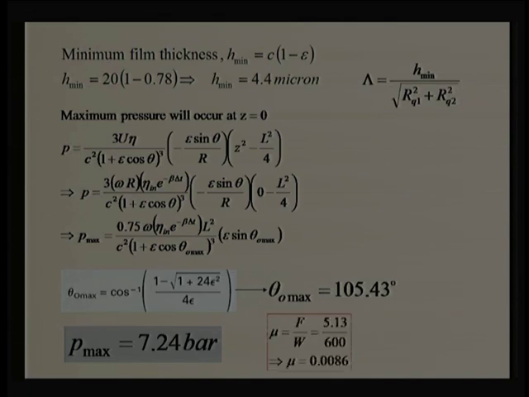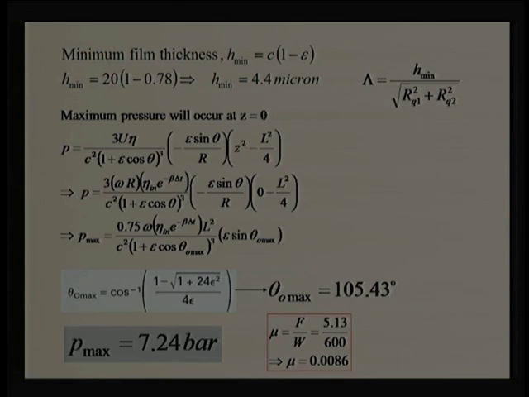Now, finally comes the coefficient of friction. We need to find out the coefficient of friction. We know the friction force, and we know the applied normal load. Take the ratio F divided by W, and we are going to get 0.0086. This is a very low coefficient of friction, almost negligible friction. That is why hydrodynamic bearings are most popular. Whenever we require good comfort, good damping, low coefficient of friction, zero wear, hydrodynamic bearings are on the top place.